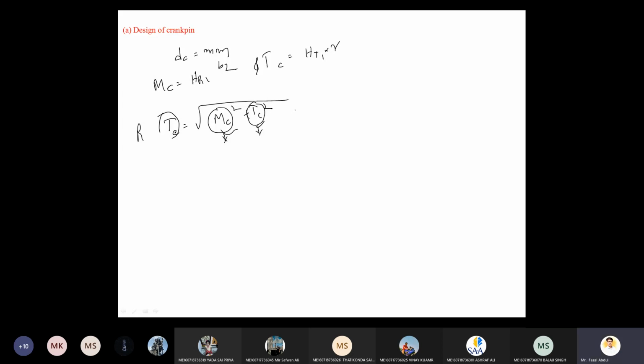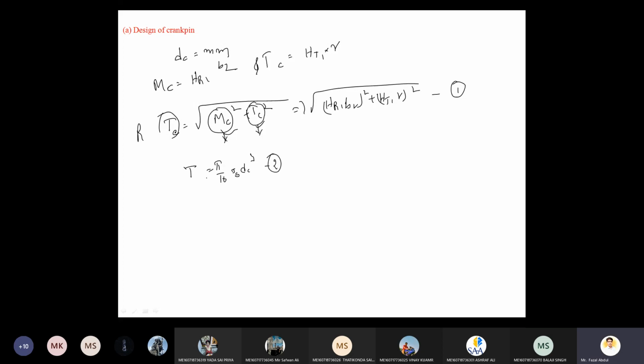So I'm writing here the square root of HR1 into B2 whole square plus HT1 into R whole square. This is the first equation. And we also know that power transmitted by the shaft when it is subjected to torque T equals pi by 16 into sigma s into dc power 3. This is the second equation.